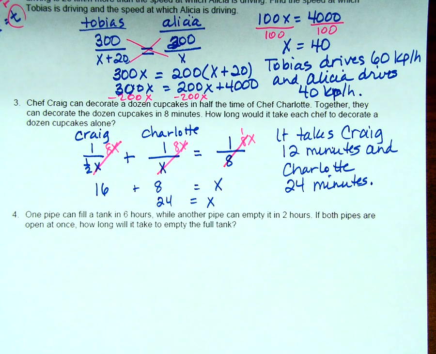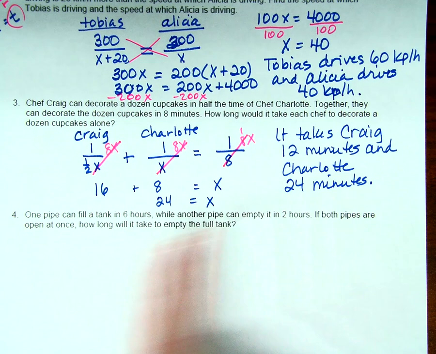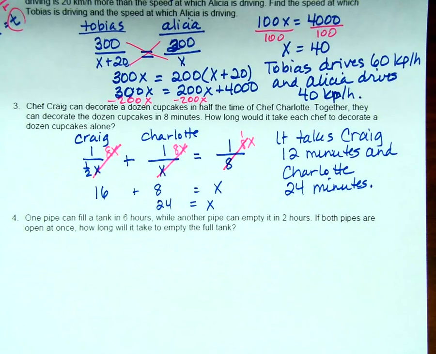I will tell you that it's not the sentence I wrote last period. The sentence I wrote last period said, it would take Craig 12 minutes and it would take Charlotte 24 minutes to make a dozen cupcakes. So, which one's right? Wait, so I could write one sentence up here and you could write a different sentence on your paper and they could both be right?